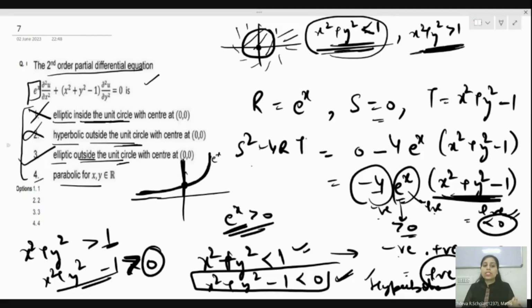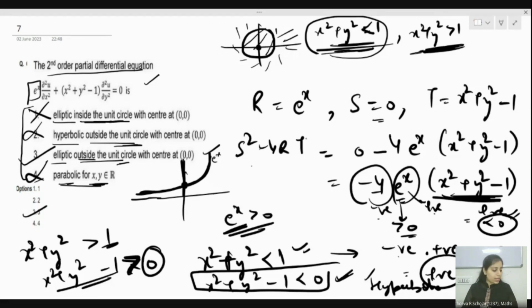And the fourth option is clearly cancelled. As for all xy, it is not parabolic. For some xy interior, it is elliptic. For some xy, it is hyperbolic. So this option is also cancelled out. The only right option is the third one. The third option is right.